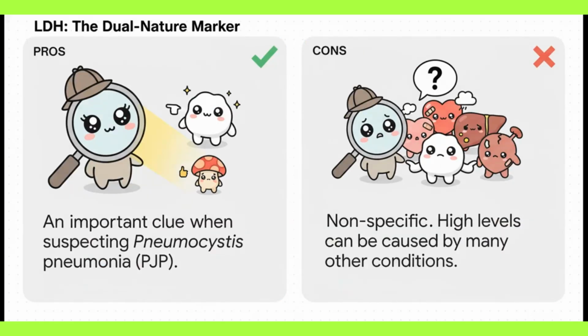So here's the crucial point about LDH. It's kind of a double-edged sword. Yes, it is an important clue when you suspect pneumocystis pneumonia, but it is very nonspecific. Lots of other conditions can cause high LDH levels, and that means it has to be used in combination with other clinical signs and other markers to make a reliable diagnosis. You can't just use it on its own.